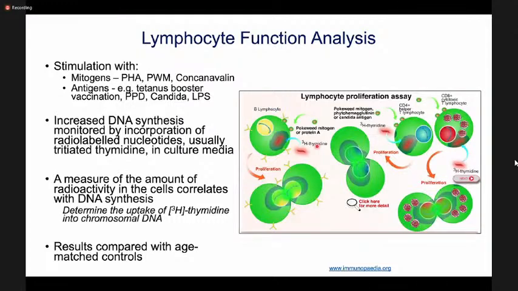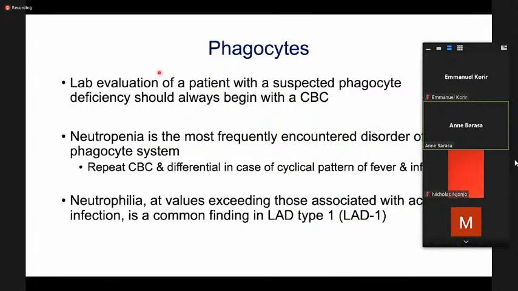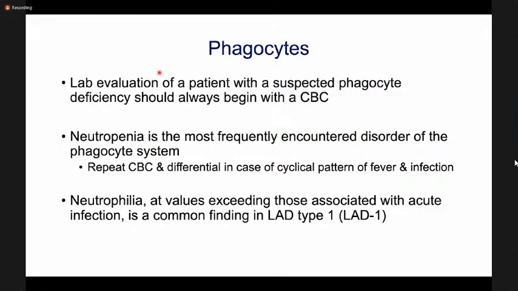Okay, the mitogen is not really an antigen that the patient has had previous exposure to. They're just things that are known to induce mitosis of cells. So they include concanavalin A, pokeweed mitogen, or phytohemagglutinin. Okay, I think I'm running out of time. I'll take 5 minutes to just go through phagocytes.